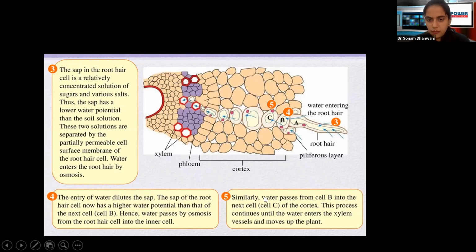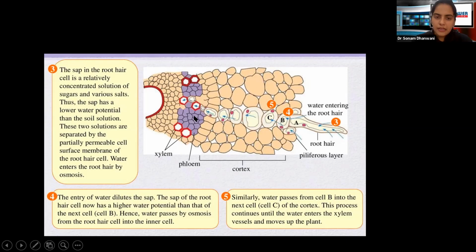Okay. Similarly, water passes from the B cell into the next cell, that is the cell C of the cortex. This process continues until the water enters the xylem vessels and moves up the plant. देखो, ये पूरा आसपास soil particles, okay, that we are calling the cortex. ये root hair है, इसके पीछे root hair cells हैं सारे, and here you have the xylem vessel.